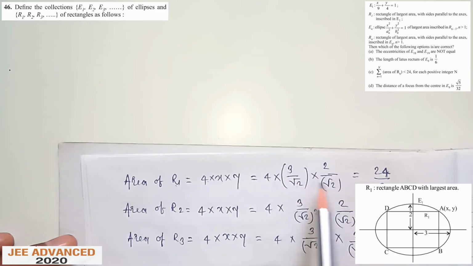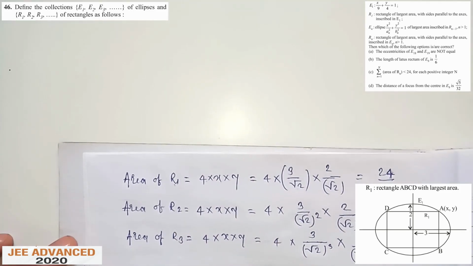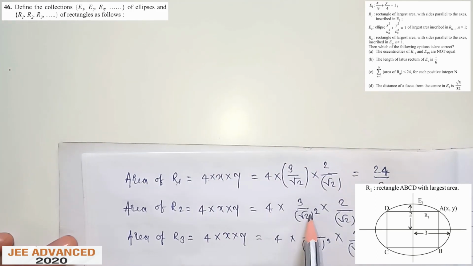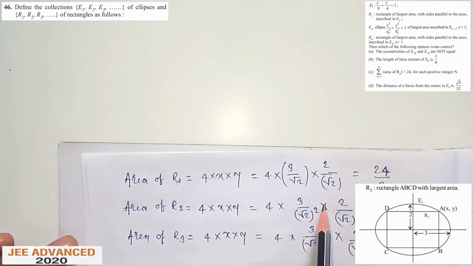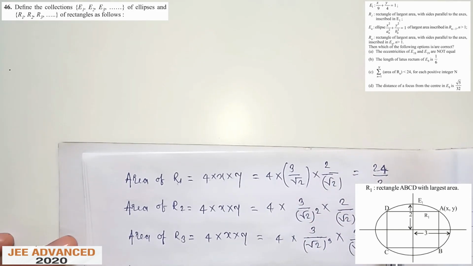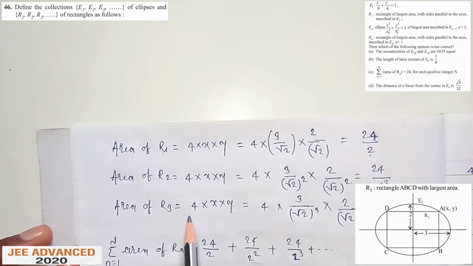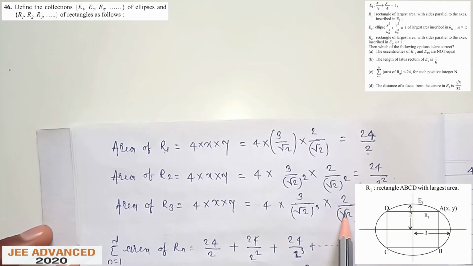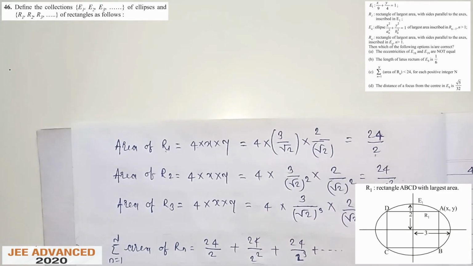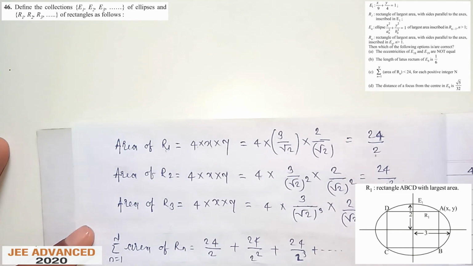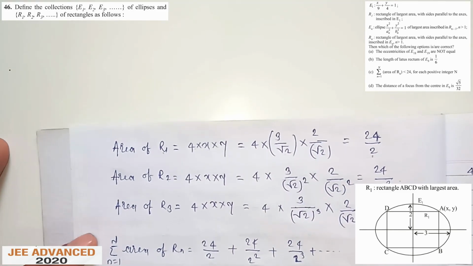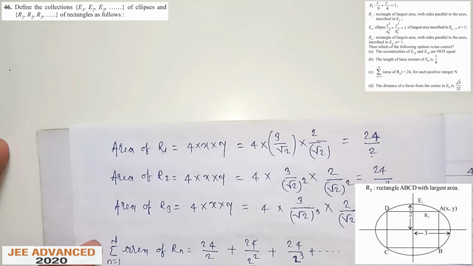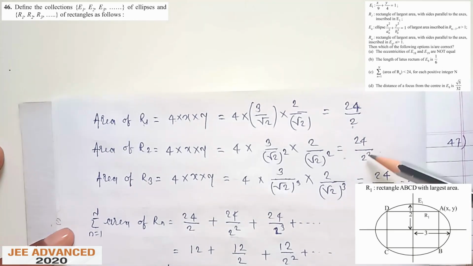After calculating you will get 24 by 2. Similarly, the area of rectangle R2 is 4xy, where x is 3 by root 2 square and y is 2 by root 2 square, which gives 24 by 2 square. Similarly, for the area of R3 we get 4 into the value of x and y. The values of x and y will be different whenever the rectangle changes. The rectangle changes when the ellipse changes, and then the values of a and b change, so x and y change. In a rectangle we denote the sides as x and y, and in an ellipse we denote them as a and b. This is only a little confusing, but nothing is difficult.